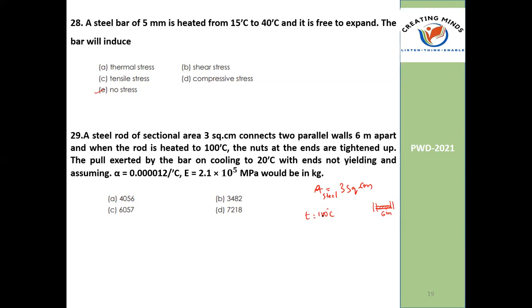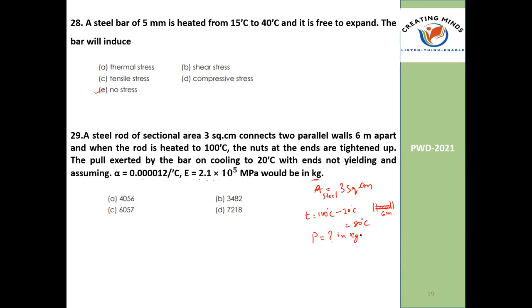So initially it is at 100 degree centigrade. After cooling, what happens? It will contract. The next temperature is 20 degrees, so the difference is 80 degree centigrade, with the rod not yielding, and the values of alpha and E are given. What is he expecting in kg? What is the ultimate aim of the problem? Force. Yes, exactly. It is asking to compute the force P value in kg.